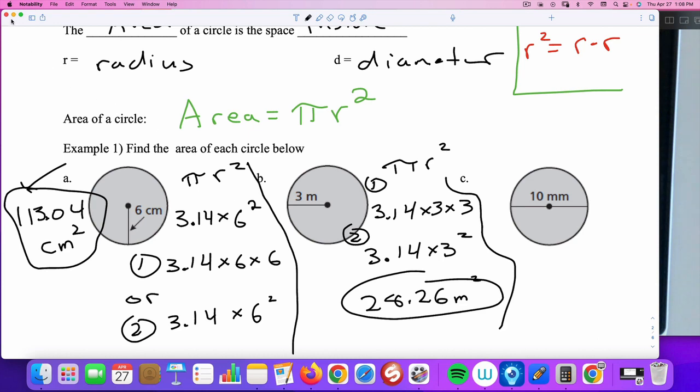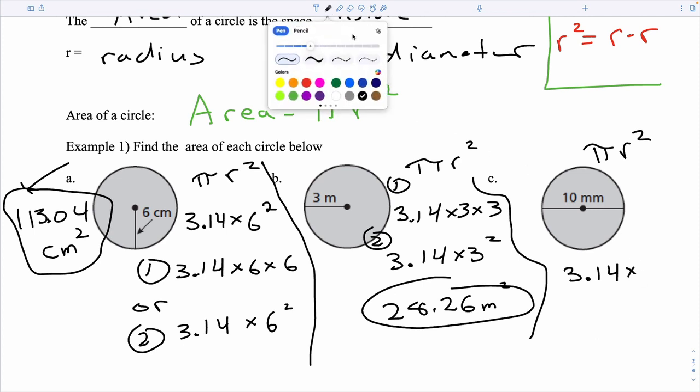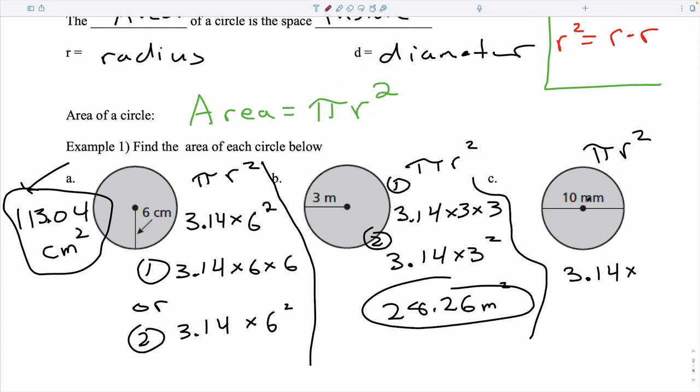The last example for this set is 10 as the diameter. Write the equation again. Pi r squared. Put 3.14 times what number squared? Jillian. It is not 10. Why not? Turn and talk to your partner. Go. 3, 2, 1. So why don't I multiply by 10 for this one, Alexis?